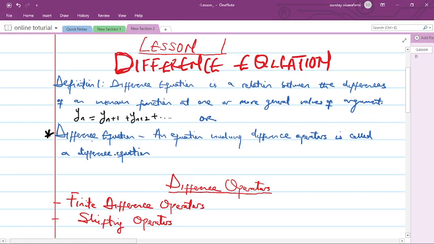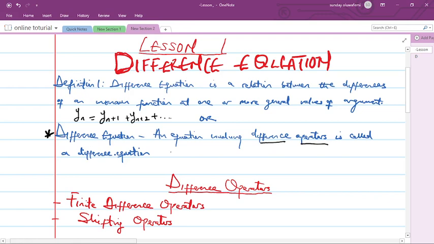Or we can also say that a difference equation is an equation involving difference operators. So that means the first thing you need to understand is difference operators, and that will be the first thing we are going to check in this lesson 1.